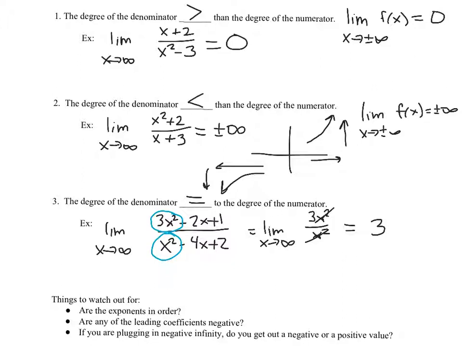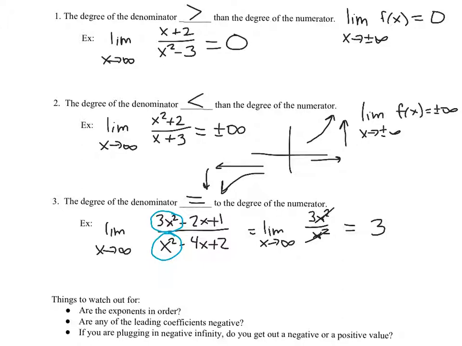So if the bottom is bigger, it's always 0. If the top is bigger, it's going to go off to infinity or negative infinity, depending on the graph. And if the degrees are equal, then we just divide, and we typically will get just some real number.